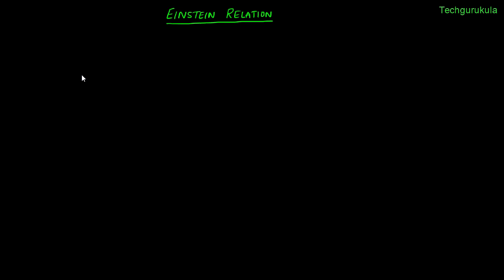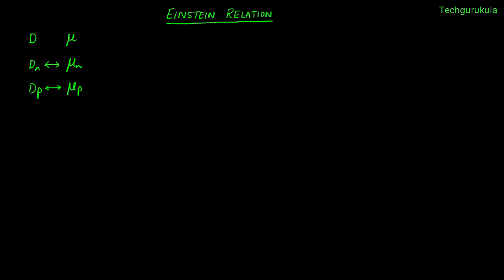In this video, we're going to see Einstein relation in semiconductors. Einstein relation is between the quantities diffusion coefficient to that of mobility. And we have diffusion coefficient for electron and mobility for electron, and diffusion coefficient for hole and mobility for hole. Einstein relationship talks about the relationship between Dn and μn, Dp and μp.